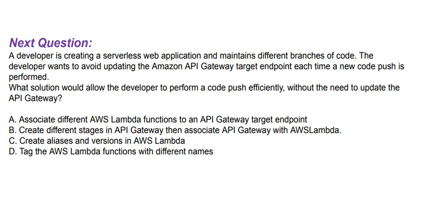Option A. Associate different AWS Lambda functions to an API Gateway target endpoint. Option B. Create different stages in API Gateway, then associate API Gateway with AWS Lambda. Option C. Create aliases and versions in AWS Lambda. And option D. Tag the AWS Lambda functions with different names. The correct answer is option C.